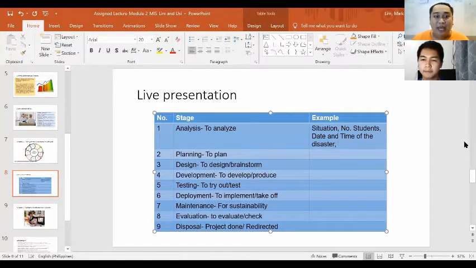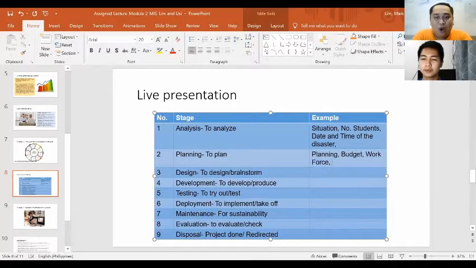The second one is to be able to plan. After analyzing the particular situation or assessment, you need to consider planning. When we say planning, you need to have a concrete plan on the operations that you want to take in a psychosocial provision. So for example, planning for the budget, planning for the workforce, planning for the procedures that you want to consider. Planning is very important so that you will have a backbone on what particular product you want to achieve.